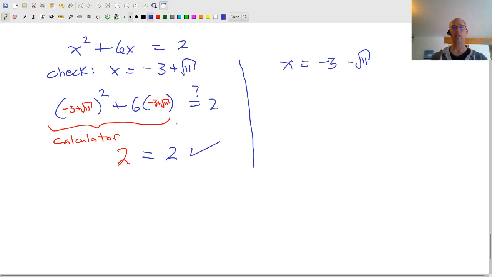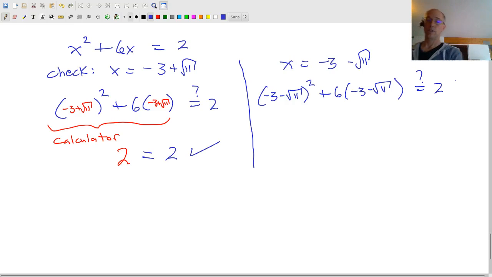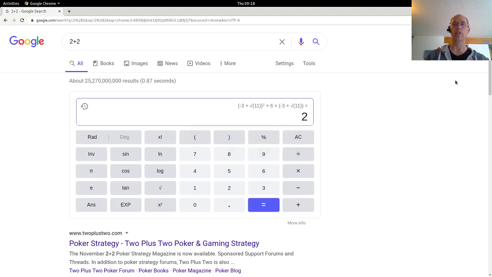So then we plug in using parentheses, negative 3 minus the square root of 11 plus 6 parentheses negative 3 minus the square root of 11. Does that really equal 2? Well, I don't know. It should if all my work is good. Calculator time. Parentheses, negative 3 minus this time square root of 11. On my calculator, I have to close the square root parentheses and close the parentheses for the difference. And then I can square it.